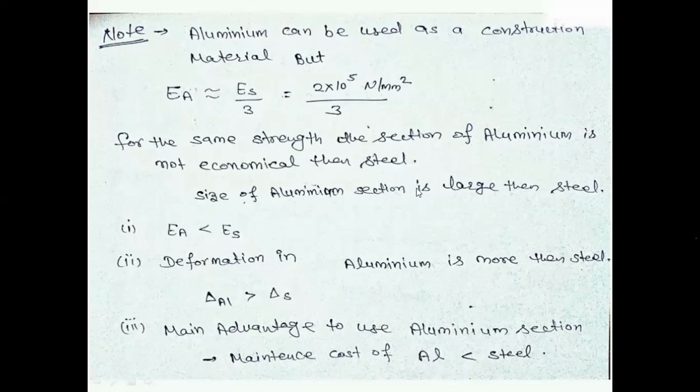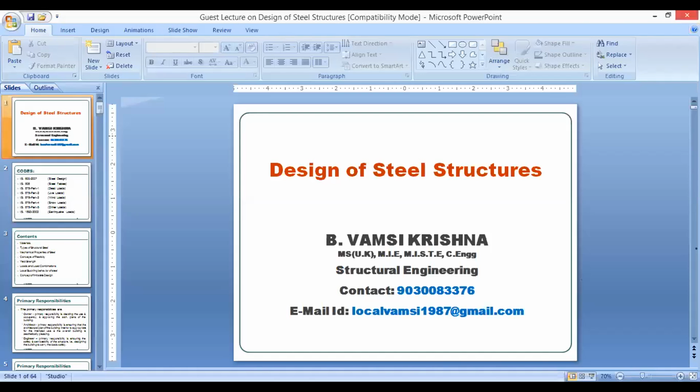Where we do use aluminum, since it is not more economical than steel, we select it for frameworks. Why? Because aluminum will have more deformation compared with steel. The main advantage of aluminum sections is that the maintenance cost of aluminum is always less compared with steel. That's the reason why we use aluminum only for windows and frameworks. Okay. Very important concept. So this is how this presentation is going to be useful for you in knowing completely about steel structures.